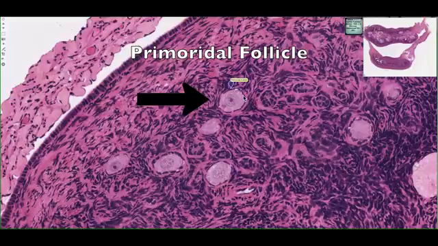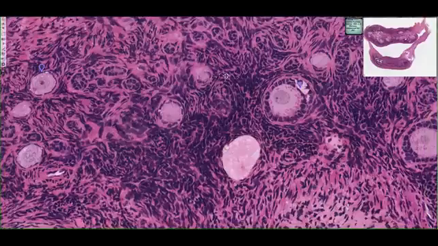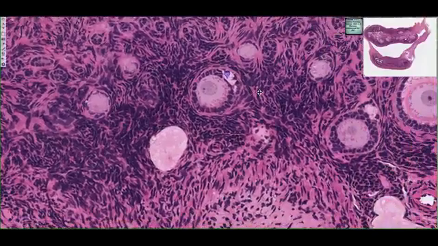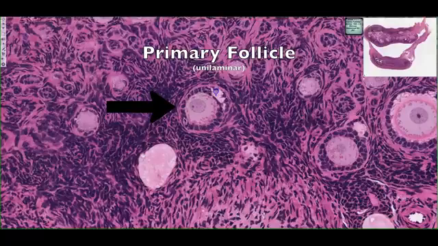As the primordial follicle begins to develop, the layer of follicular cells surrounding it is going to increase in size. So we can see this is a primary follicle, and the follicular cells that are surrounding it are now more cuboidal in shape, but we can still see the cytoplasm, the nucleus, and the nucleolus of the oocyte. Eventually, this primary follicle is going to develop multiple layers of these follicular cells.